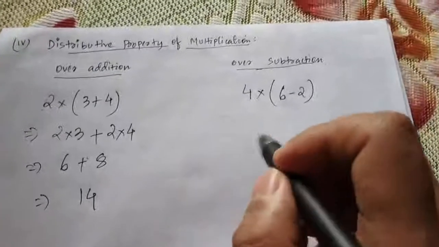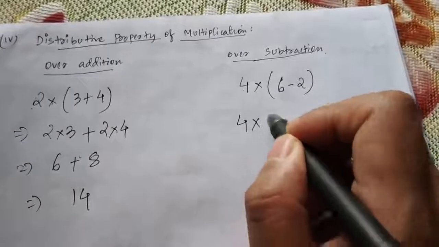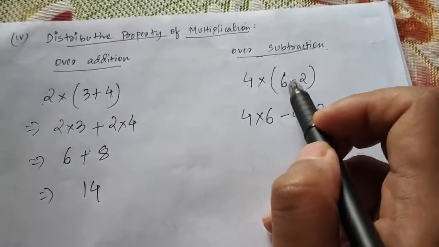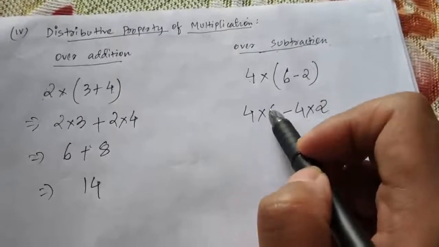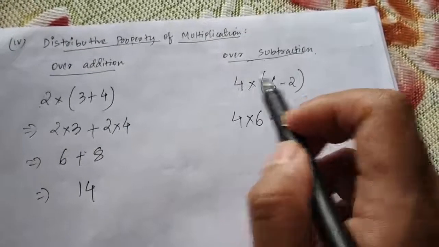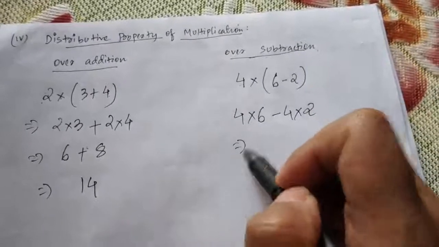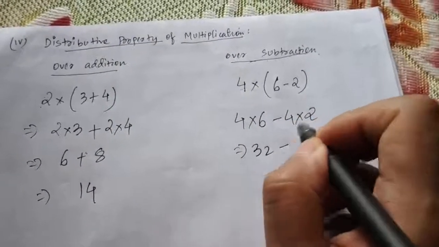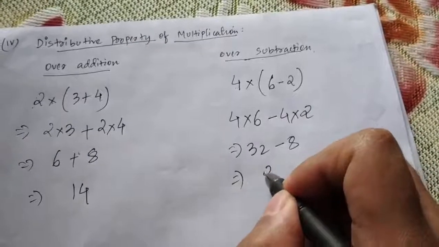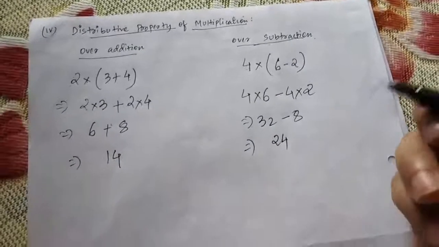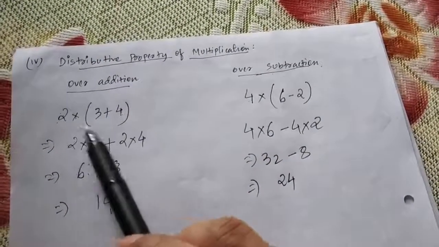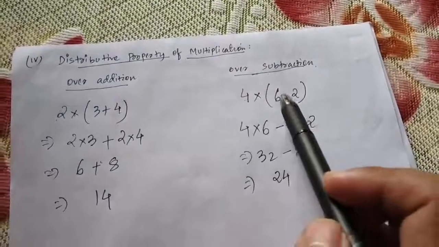Okay. Now similarly here, 4 into 6 and then minus 4 into 2. This multiplication will distribute over the subtraction. That is, 4 will multiply with 6. Then whatever operation is there in the bracket, that is minus, then 4 will multiply with 2. Now 6 into 4 is 24. 4 into 2 is 8. So we will get 16. Okay, so this is known as our distributive property of multiplication. Over addition will look like this, over subtraction will look like this.